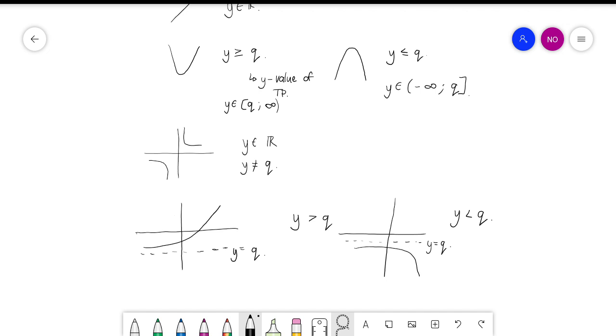Now they say, if the values where f of x is equal to g of x are 0 and -5, for which values of x is f of x bigger than or equal to g of x?